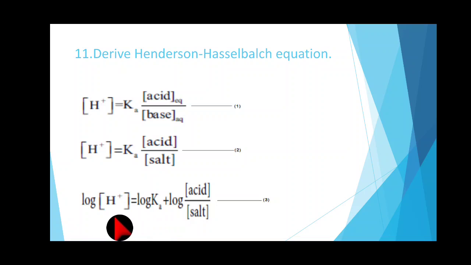Third, both sides you have to take log. So log H plus concentration equal to log Ka plus log acid divided by salt concentration. Next, both sides multiply with the negative sign, then only we can get pH. So minus log H plus equal to minus log Ka minus log acid divided by salt. So we know that pH equal to minus log H plus and pKa equal to minus log Ka. This formula we should apply in the previous step. So here pH, minus log H plus, likewise pKa, Ka is here on the left side, so minus log Ka.